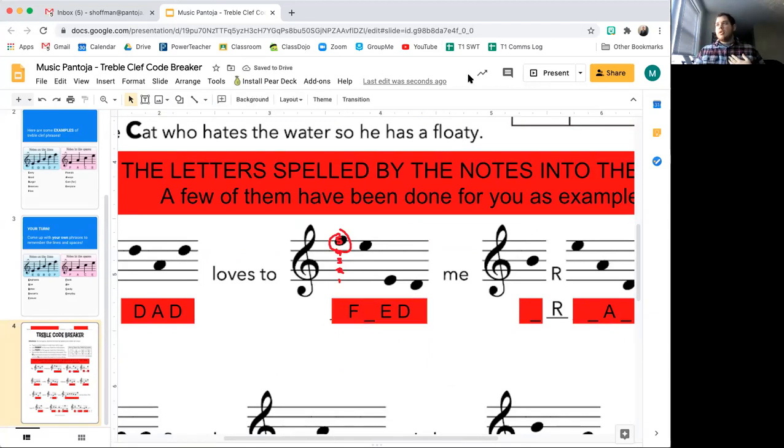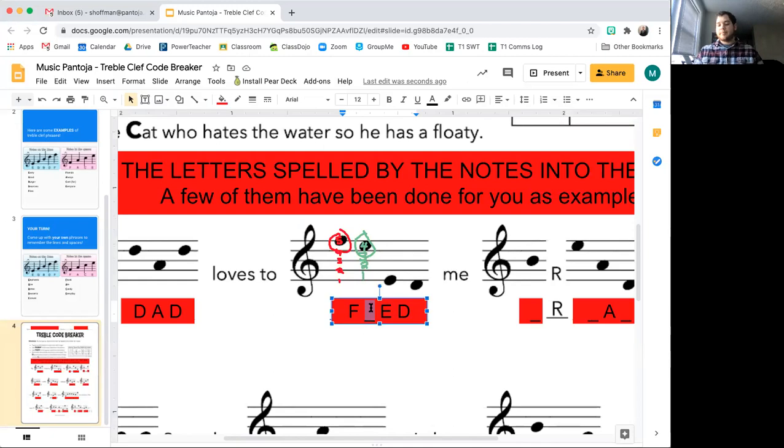How about this one right here? Is it a line or a space? I think it's a space because it is between two lines. So let's count up from the bottom: 1, 2, 3, 4. It's the fourth space note. So I go F, A, C, E. That's what this space note is, E.